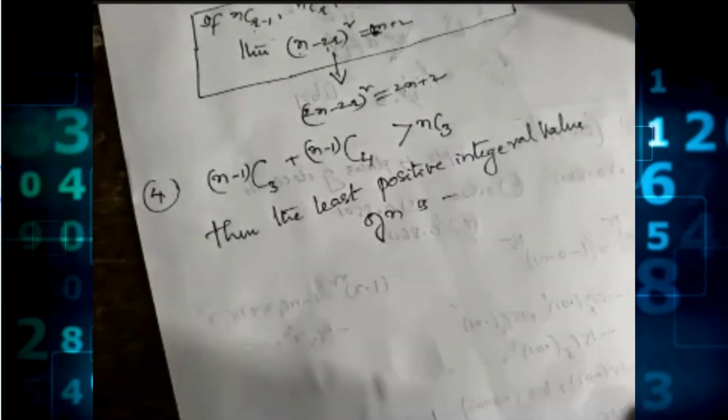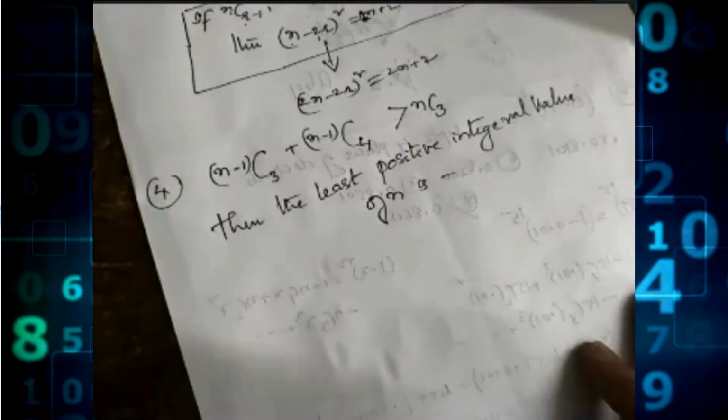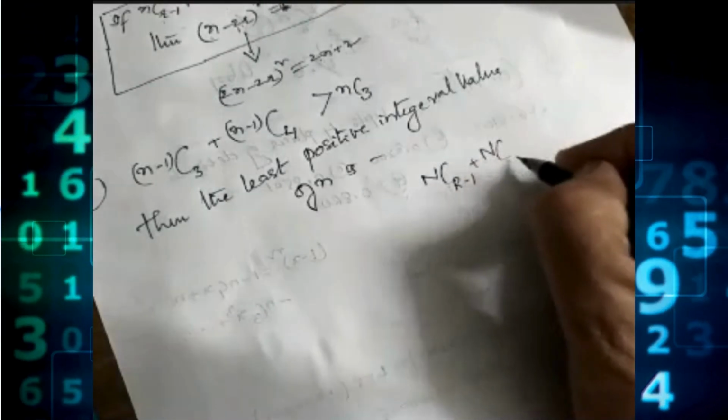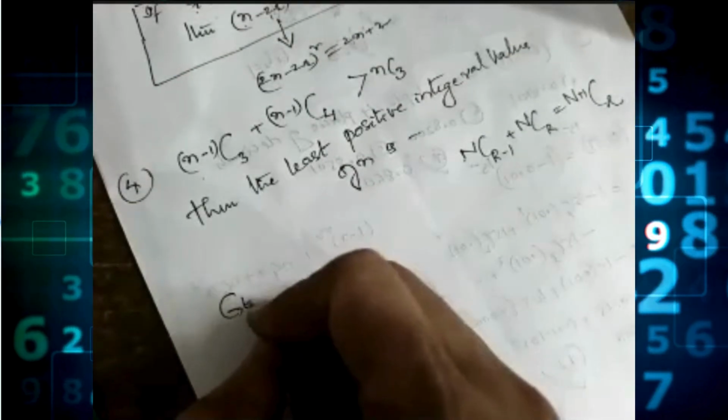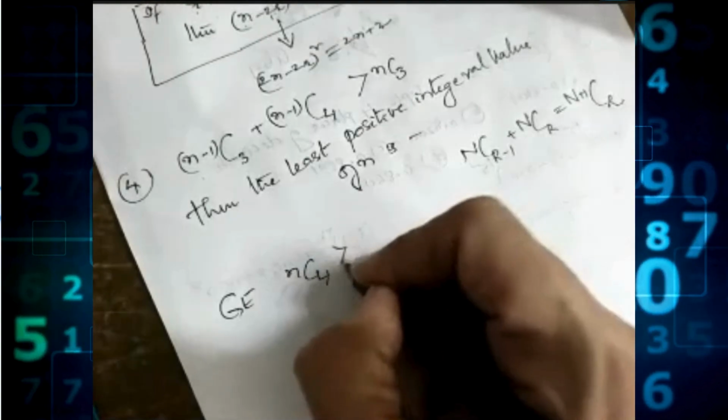Yes, sir. LHS we can write as n plus 1 C... no, nC4 only. You see, this is the needed formula: nC(r minus 1) plus nCr is equal to (n plus 1)Cr. Am I right? In the place of n, we have n minus 1 here, so for n plus 1, we should have n only. Therefore, the given expression is nC4 is greater than nC3, correct?